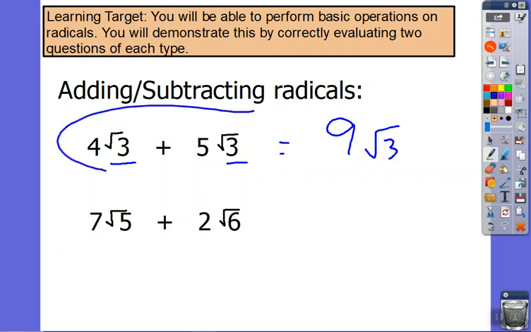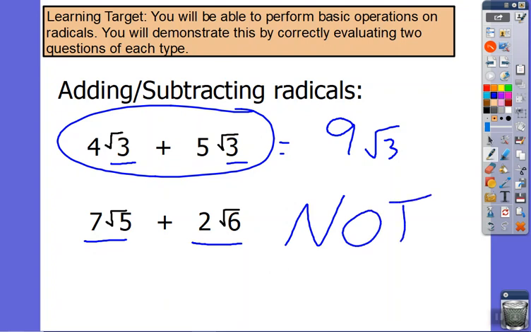So if it's set up like this, it's going to be nice. It's going to be just go ahead and add them, keep the square root. But now in an example like the bottom here, that's square root of 5 and square root of 6, and I cannot add those. So that cannot be simplified.